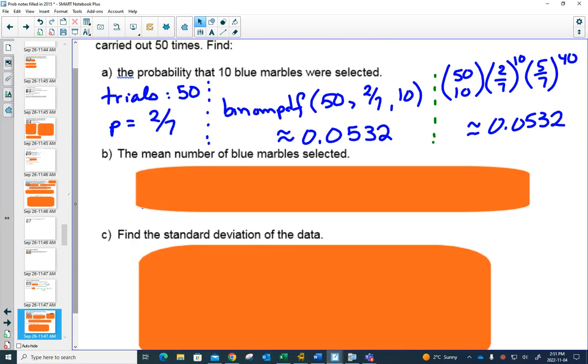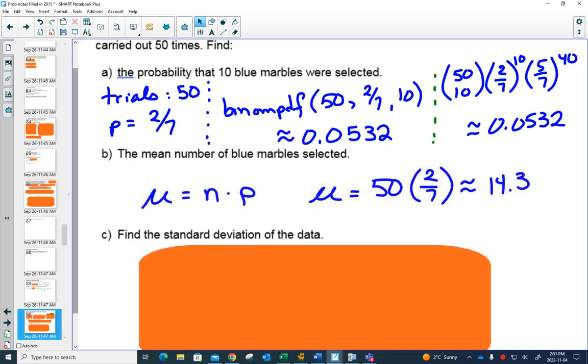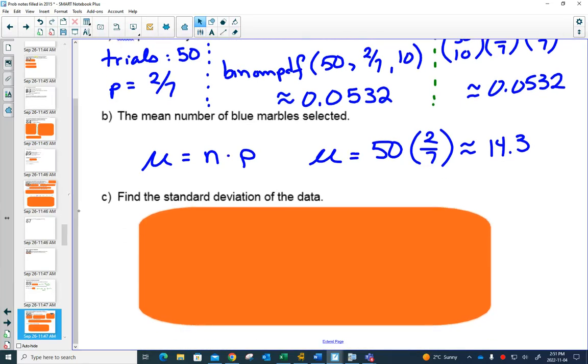We've got 50 trials. How do we find the mean of a binomial distribution? We take the 50, we multiply it by the probability. 50 times 2/7, we would expect roughly 14.3 times that you would get a blue mark.